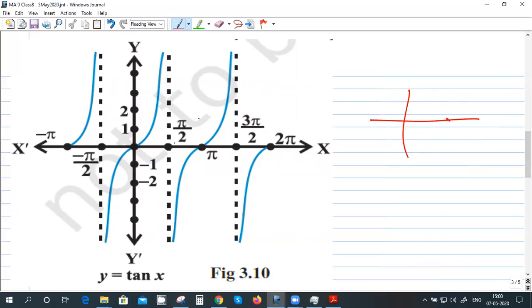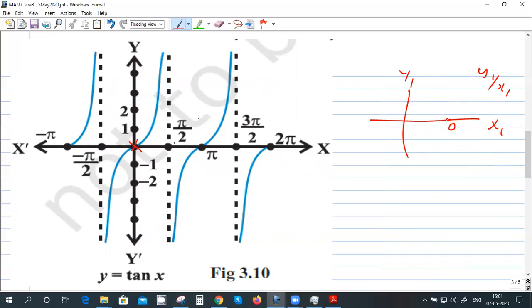At this point, what is the value of tan? Tan is y1 by x1, right? This is the x1 axis, this is the y1 axis. Tan is y1 by x1. At this point, what is y1 by x1? Zero. y1 is 0, x1 is some value, so it is 0. That's why you get this point.